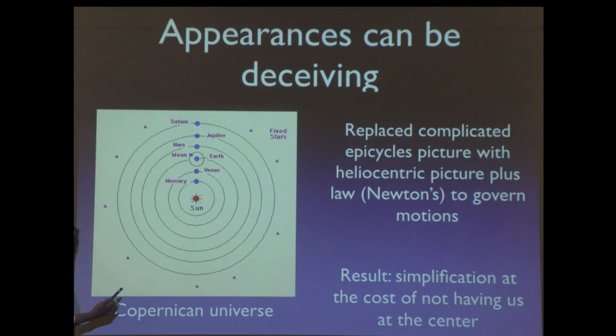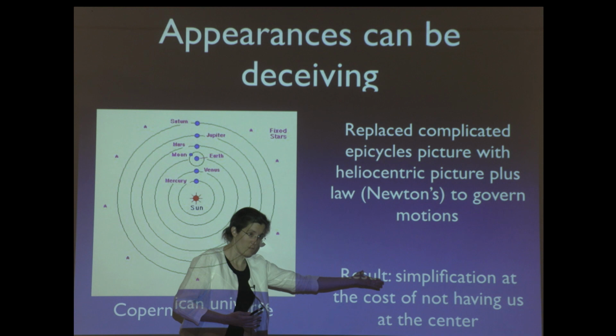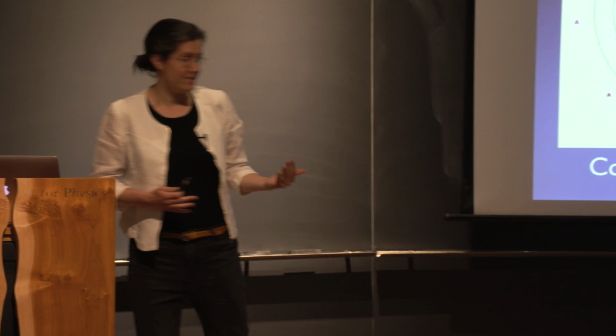Now, once you made a shift in your paradigm, in your understanding of this, then everything comes into place, okay? And that shift in paradigm was the idea that the sun should be at the center of our solar system. And then at that point, all these planets just move around the sun, and we got a physical law, Newton's law, to govern these motions, and we didn't have to have all these epicycles. So the result was a dramatic simplification of our understanding of how the solar system works, but at the price, if you want to call it a price, that the Earth is not at the center of our solar system.